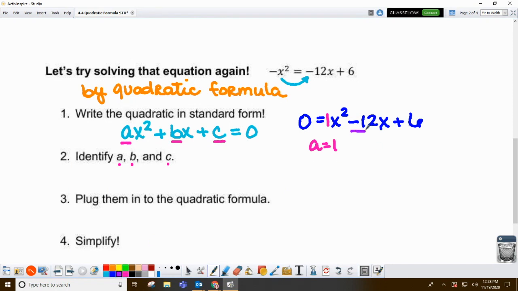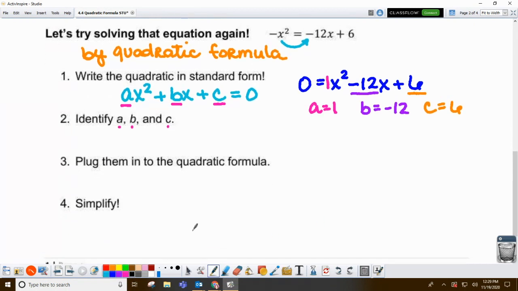So a would equal 1. B is the coefficient of x, so b equals negative 12. And c is the constant that's by itself over here, so c equals 6. And I always suggest that you put it in standard form and identify your a, b, and c before you try to start plugging them into the quadratic formula.